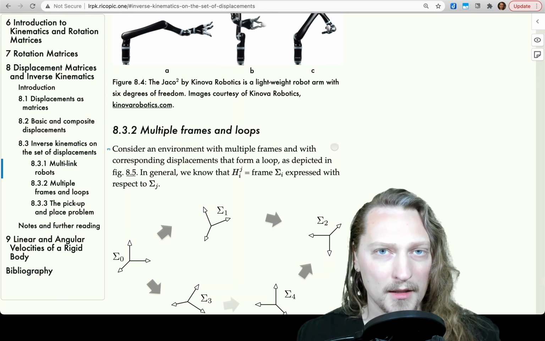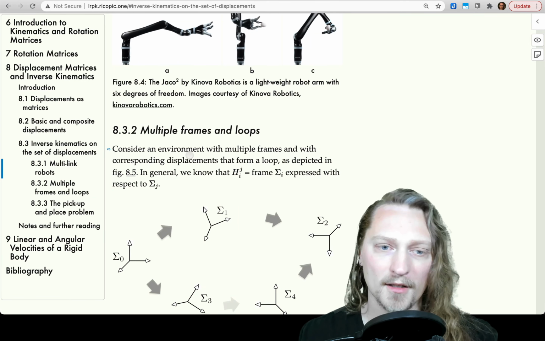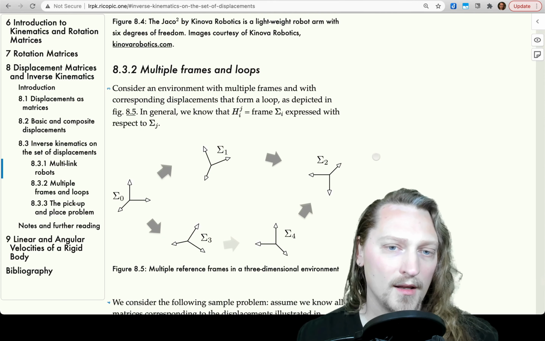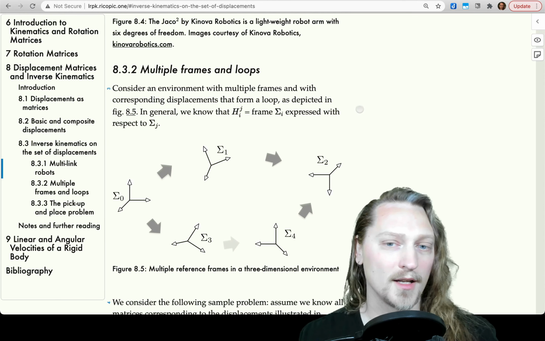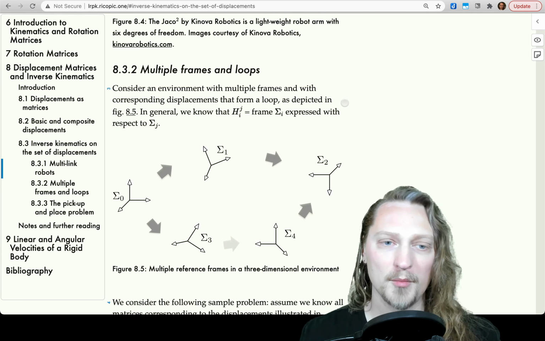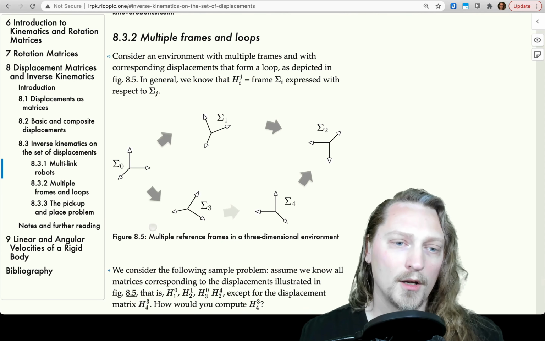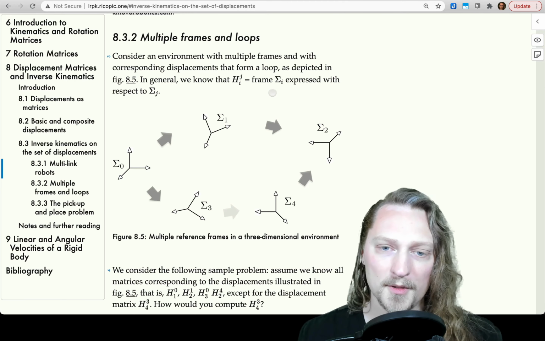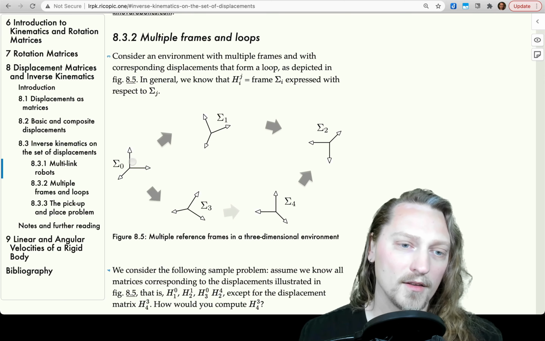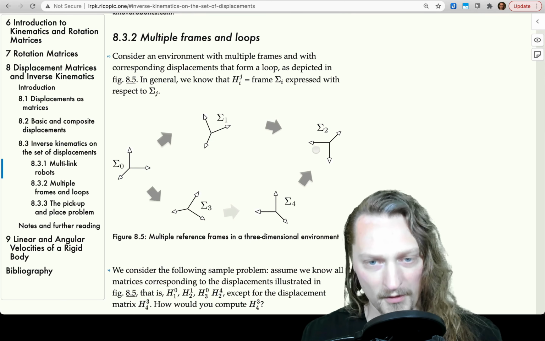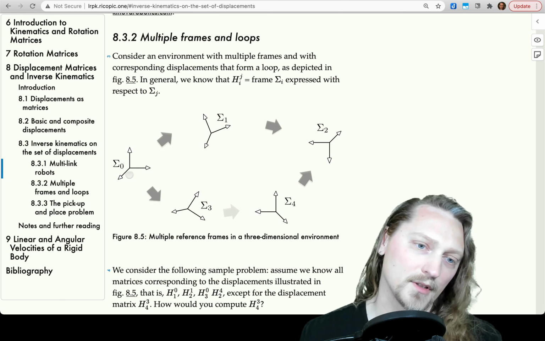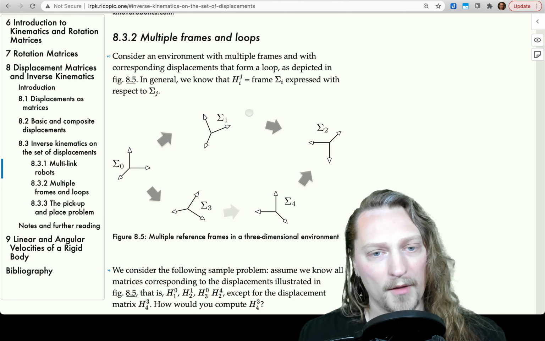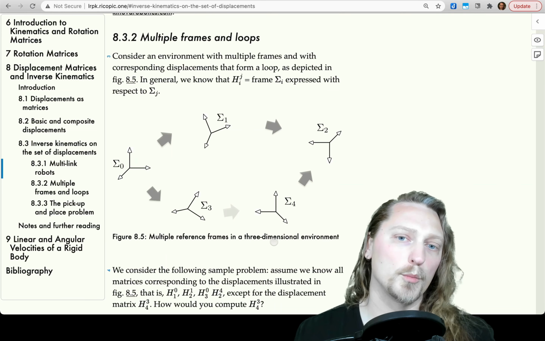Multiple frames and loops. Consider an environment with multiple frames and corresponding displacements that form a loop as depicted in figure 8.5. So here we go. We have multiple reference frames, and these reference frames are related to each other in a loop, in that this one is related to that one, is related to that one, is related to this one, is related to this one. Okay, so you can go around this way if you wanted to, or you could go around this way if you wanted to. Those are the loops.